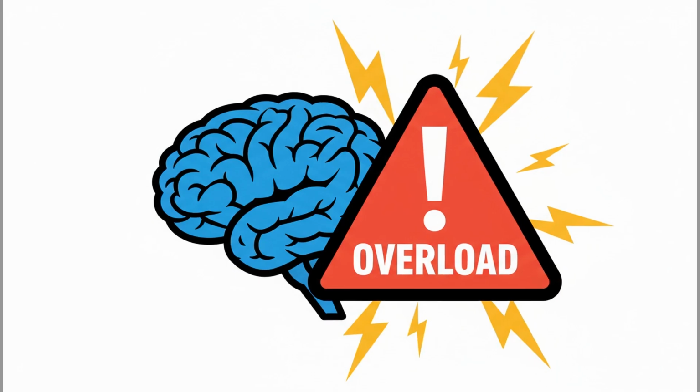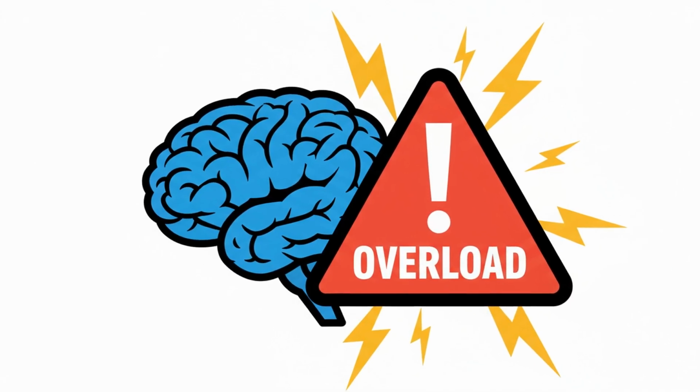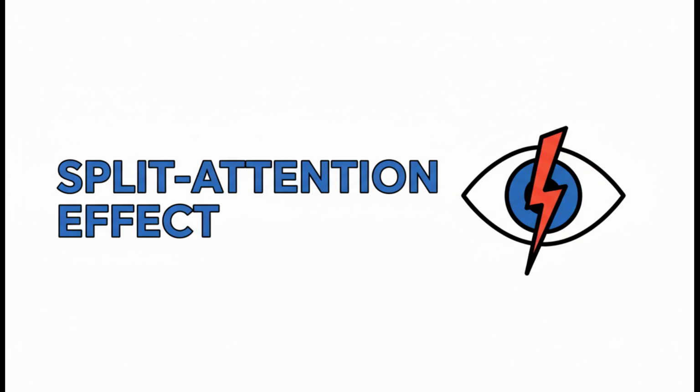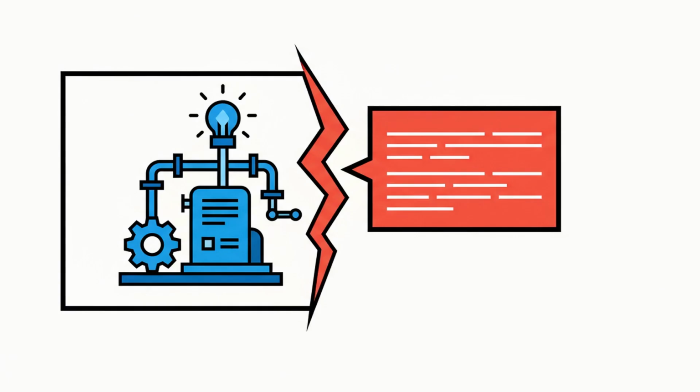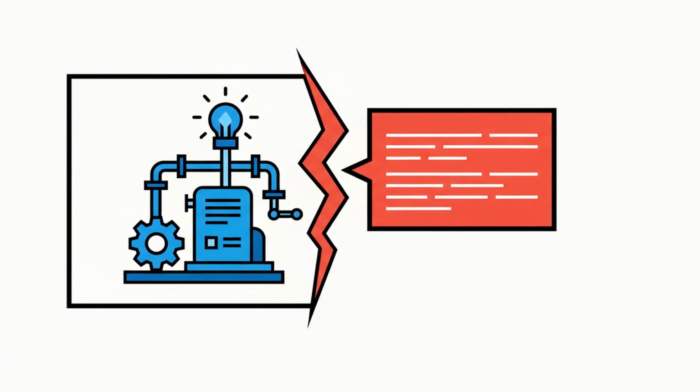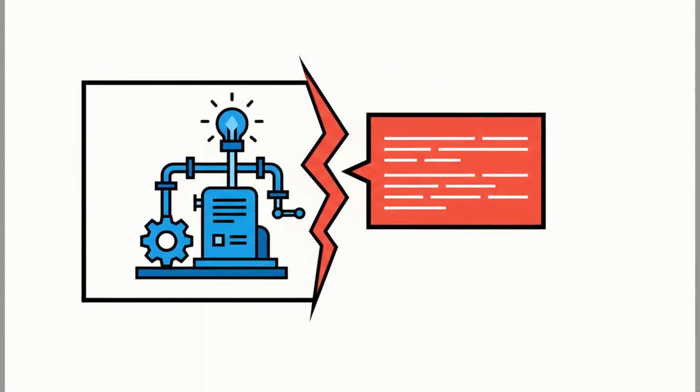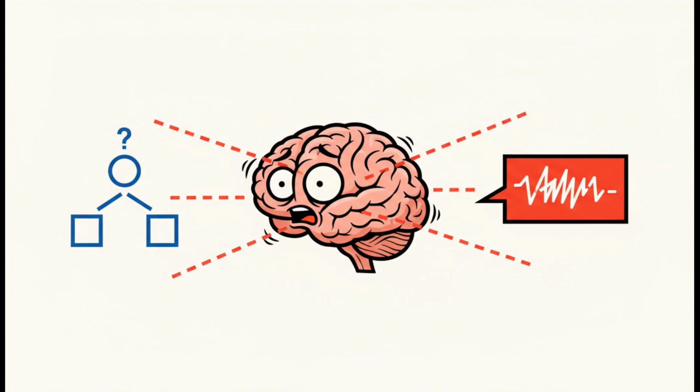And the science is clear on what creates avoidable overload. Let's hit the greatest hits, with proof, plus the important caveats so you can apply them wisely. First up, the split attention effect. This is the classic crime of separating information that belongs together, like a diagram over here and the labels or explanation way over there. Your brain has to shuttle attention back and forth and stitch them together, burning bandwidth that should be used for understanding.